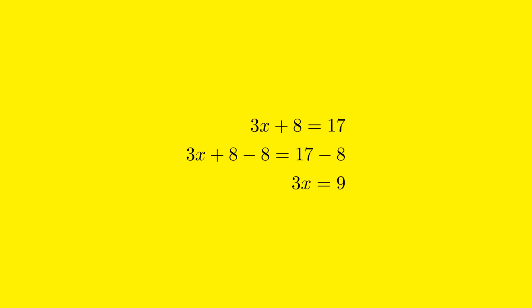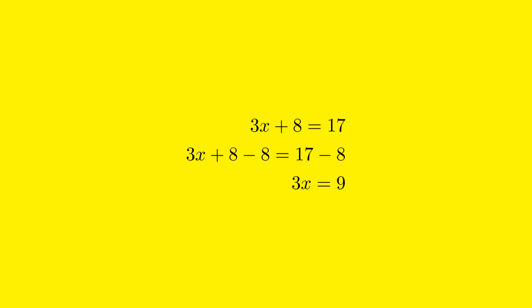To begin solving the equation 3x plus 8 equals 17, we need to isolate the variable x. Our goal is to find out what number x must be to make this equation true. First, consider the equation 3x plus 8 equals 17. Here, the variable x is being multiplied by 3 and then increased by 8.